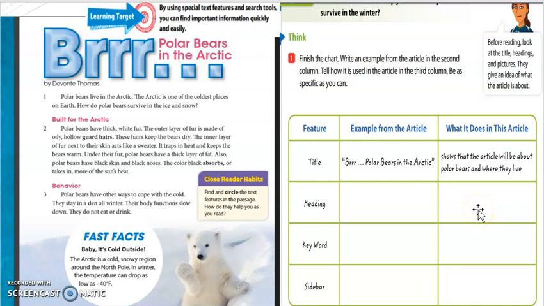Well, at this time, boys and girls, I want you to put the video on pause. And I want you to go ahead and complete the graphic organizer for all of these blanks for heading, keyword, and sidebar. And I'll meet you right back here. All right, see you in a few minutes.